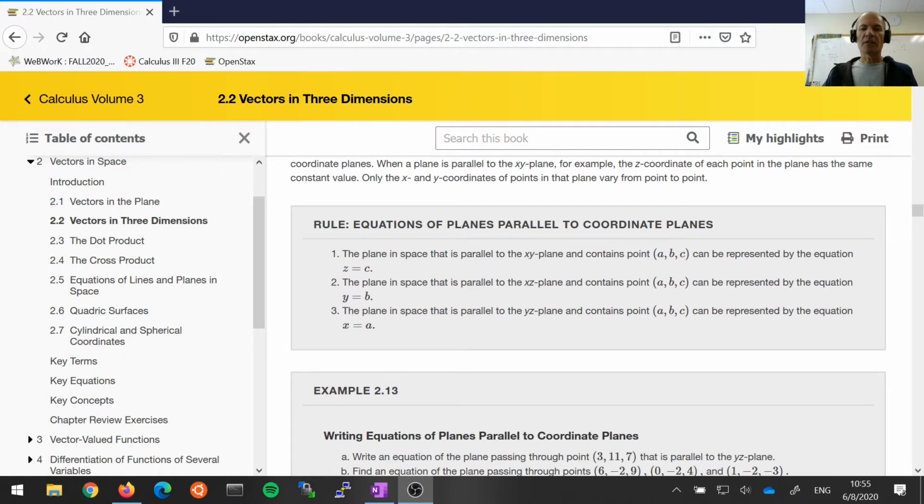The equations of the planes parallel to the coordinate planes look like this. For example, z equals c is an equation. The collection of points whose z-coordinate is c is essentially a horizontal plane sitting at position z equals c. Similarly, y equals b is going to be a vertical plane. This vertical plane is the collection of points whose y-coordinates are b, and that plane is going to be parallel to the xz plane.